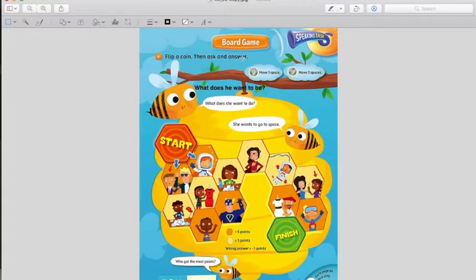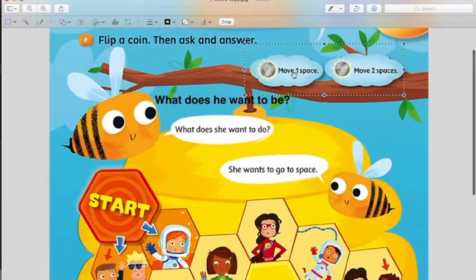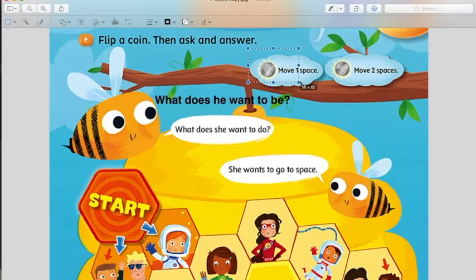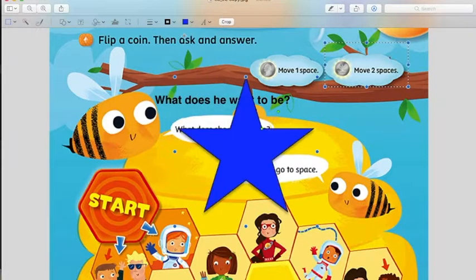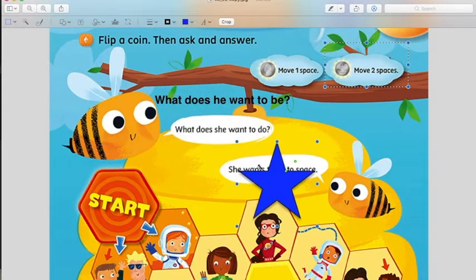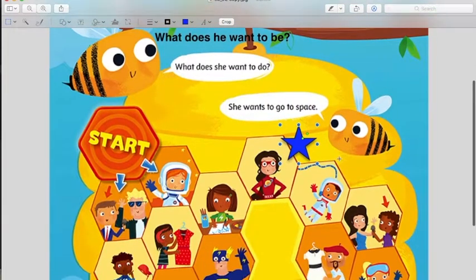Once you flip your coin, if you get a heads, you move 1 space. If you get a tails, you move 2 spaces. So pretend I have my car. Let's just pretend this is my car. I will start here, right?